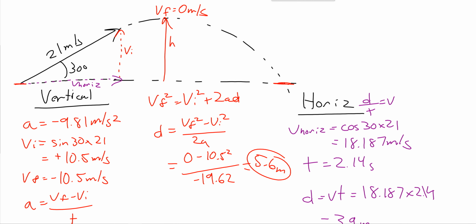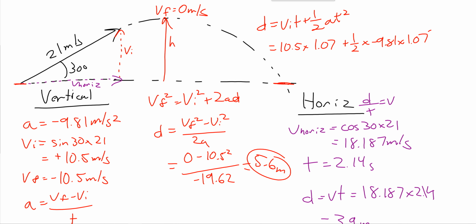The other way to do this is using this formula. It's perfectly legit to do it this way, as long as I remember to do what with the time? Yeah, divide it in half. So I'm going to have 10.5 times 1.07, but I'll put all the actual decimals in there, plus 1/2 times negative 9.81, times 1.07 squared.